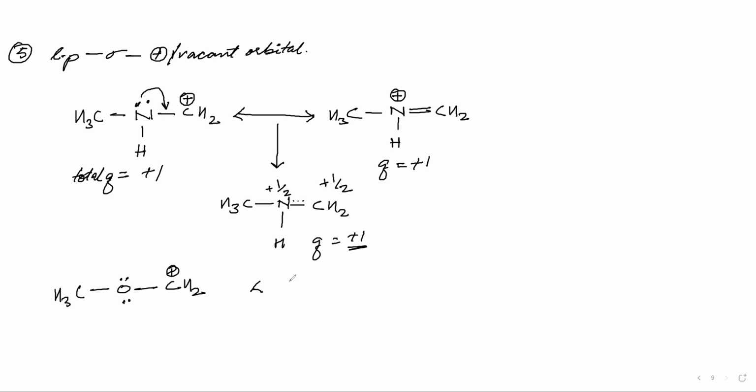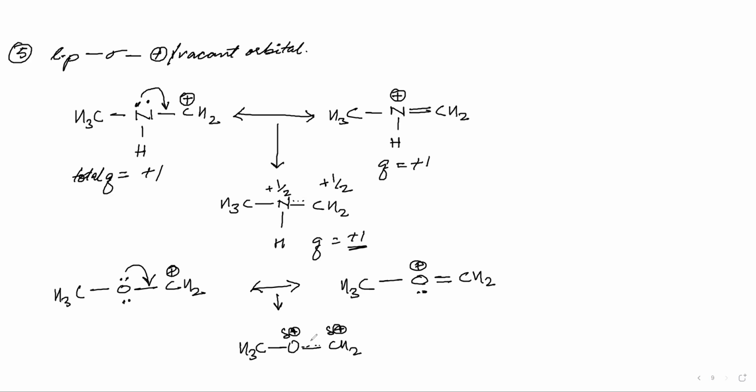Now this one will be similarly drawn like this. It has a double bond, CH2, and this now has the positive charge. So the resonance hybrid will be CH3, oh sorry, O, and a partial double bond, CH2 delta positive. Got it?